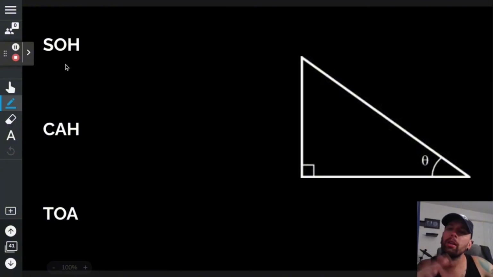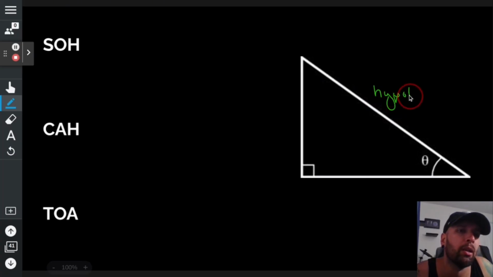Now, before we look at SOHCAHTOA, we need to look at this right triangle first. This little angle is denoted by the Greek letter theta. My angle, that's not a zero. My angle measurement is going to be given to me by the Greek letter theta. And I have to compare these sides to the angle theta. So when I look at theta, what is that long side right there? Well, it's always the hypotenuse. Don't lose any sleep over it.